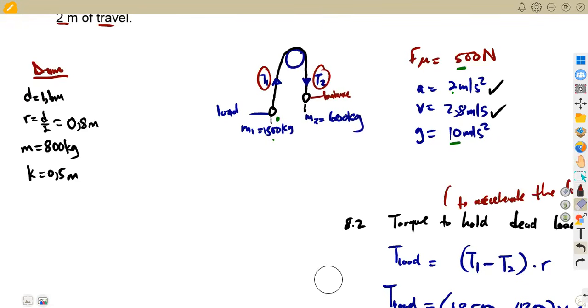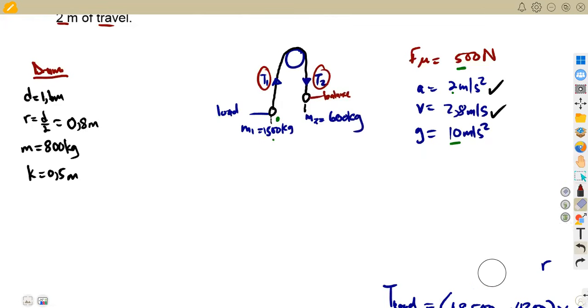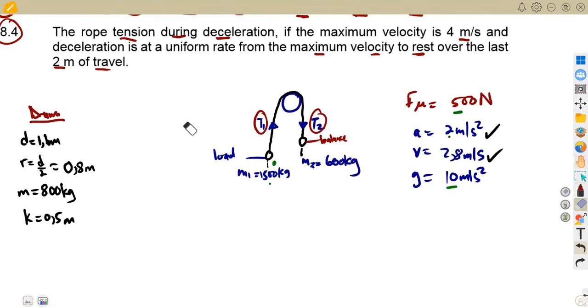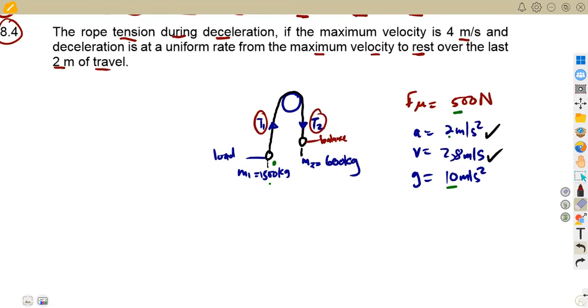Remember, we calculated T1 and T2 before. Now we are supposed to calculate T1 and T2 on a condition of deceleration. In a condition of deceleration, what does it simply mean? It means our acceleration is supposed to be a negative value. If we are not given the acceleration and we are to calculate it, we are supposed to get a negative, to show that this is a deceleration. It's a negative acceleration that is happening.